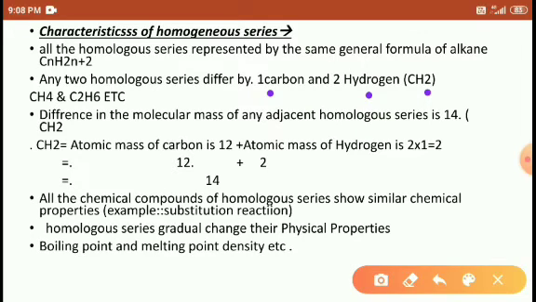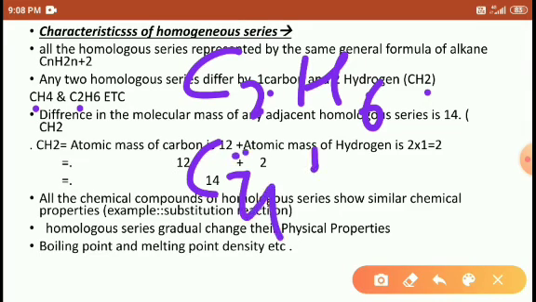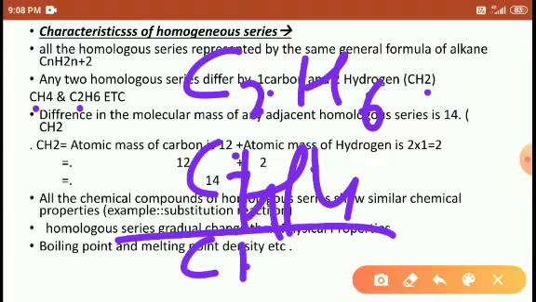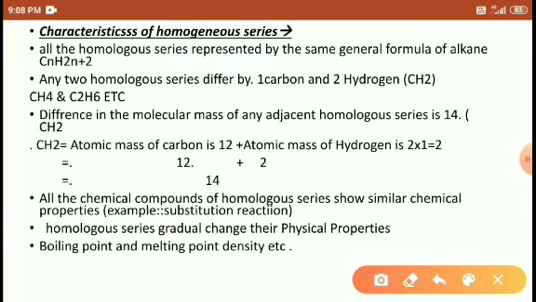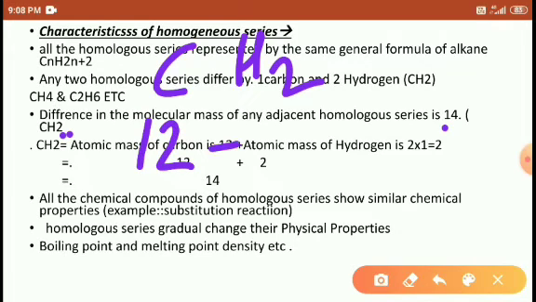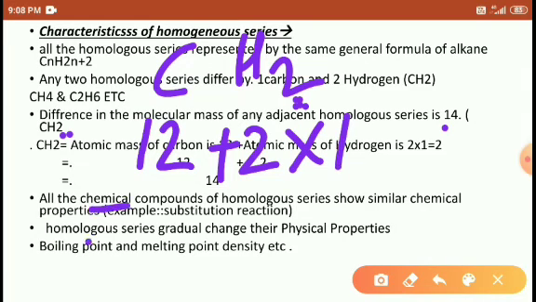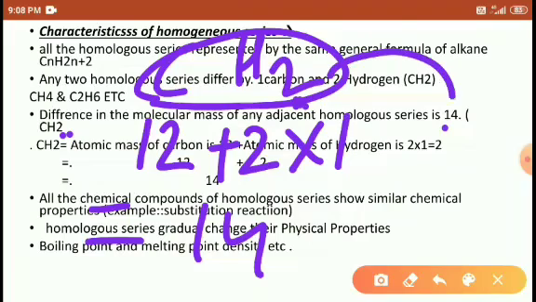For example, you may subtract methane from ethane, C2H6 minus CH4, then you get a CH2 difference. So the difference in the molecular mass of adjacent homologous series members is 14. The CH2 group is there. When you compare the higher organic compound with the lower organic compound, the difference is the CH2 group. CH2, carbon atomic mass 12 plus how many hydrogens? 2 hydrogens, atomic mass 1, you get 14. It means the CH2 group molecular mass is 14.